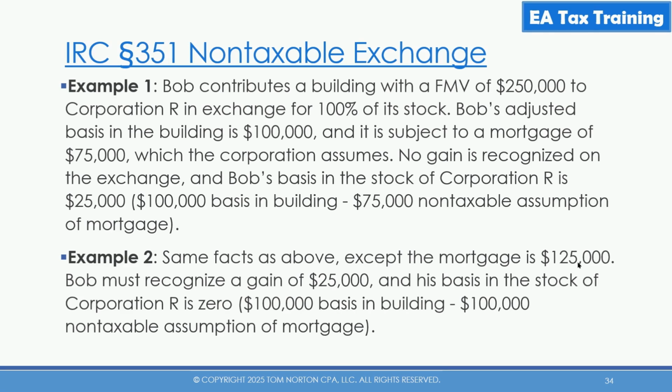That's an economic gain. He's come out ahead there. He's come out ahead by $25,000. So he has to pay tax on that $25,000. And his basis in the stock is going to be 0 because he had $100,000 basis in the building. However, all of that mortgage was assumed. So the $100,000 of that mortgage that was not taxable to him was assumed, has to be deducted from his basis. So his basis in the stock is 0.